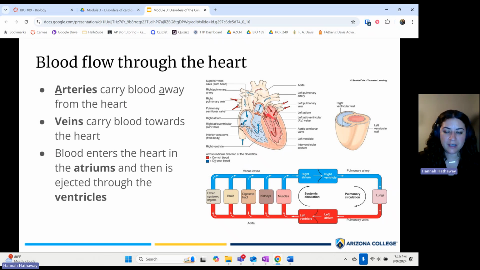So in general, the left side of the heart is much stronger, like the muscle itself is much thicker. That's because the left side of the heart has to work a lot harder because it's pumping blood throughout the entire body.